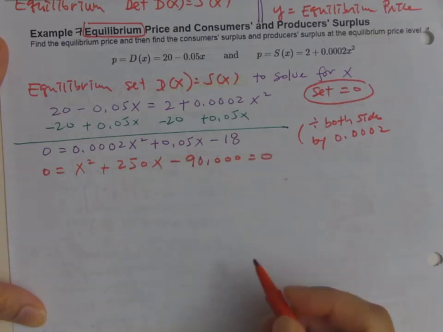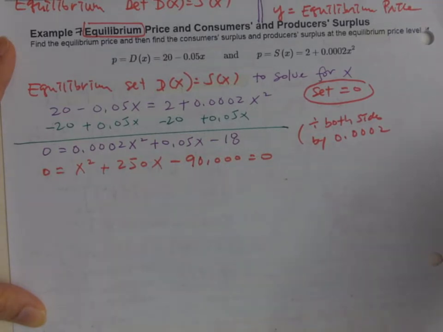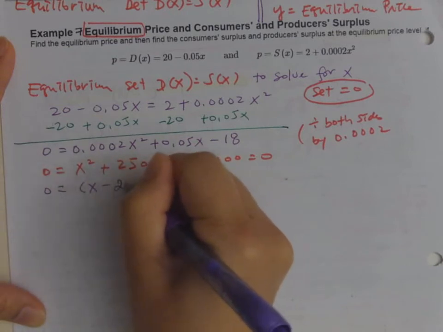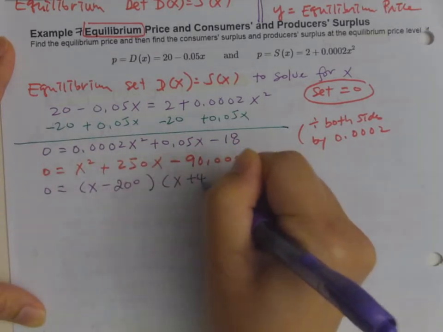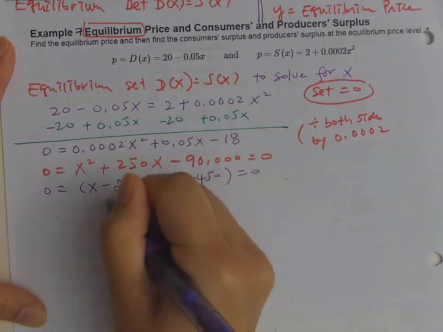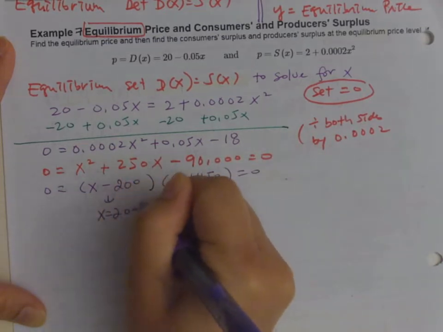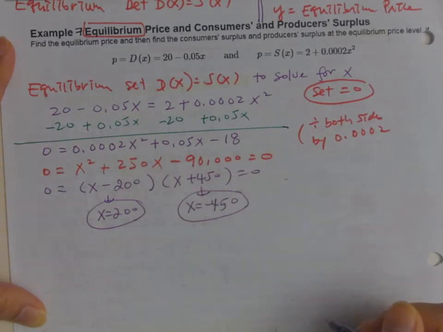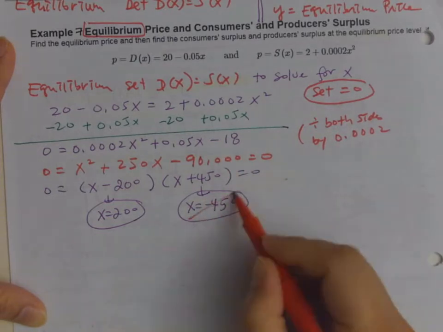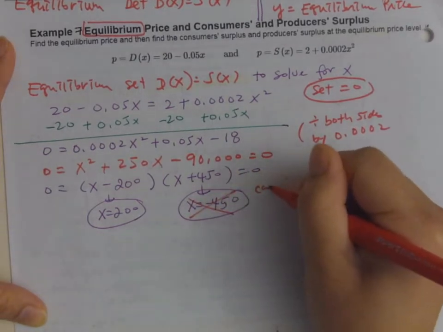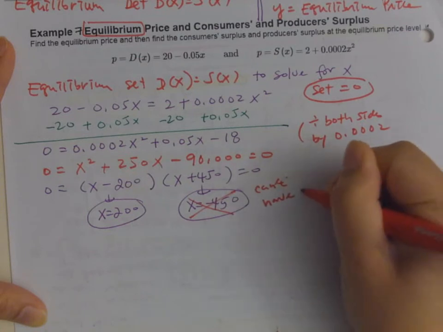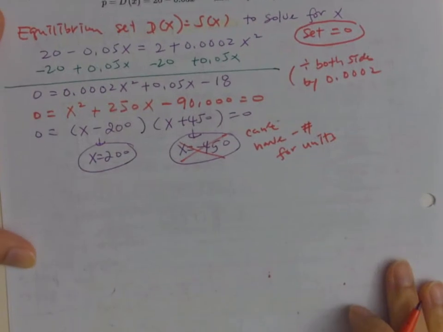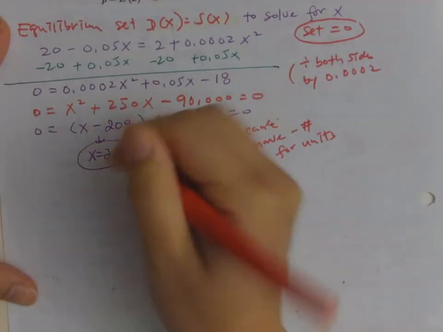You slowly play with the factoring, so hopefully after a while you figure it out. The factors would be x minus 200 times x plus 450. You set each of them equal to 0: x equal to 200, and x equal to negative 450. Remember x is units, so we probably will throw the negative number away, because we can't have a negative number for units. So the first part is finding how many units: 200 units here.